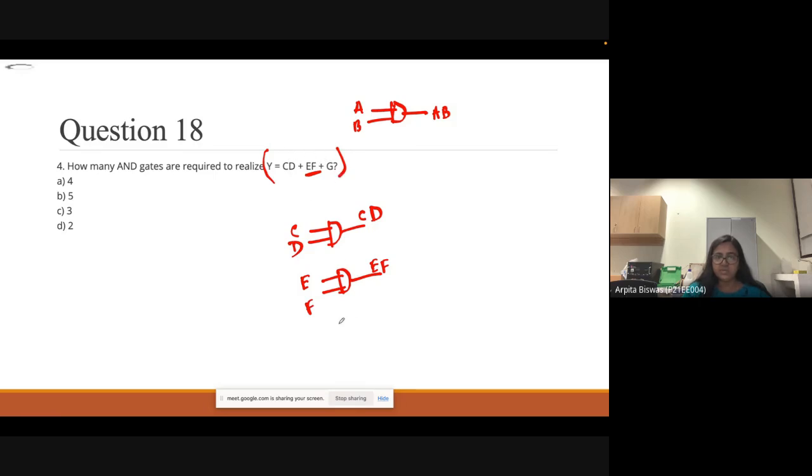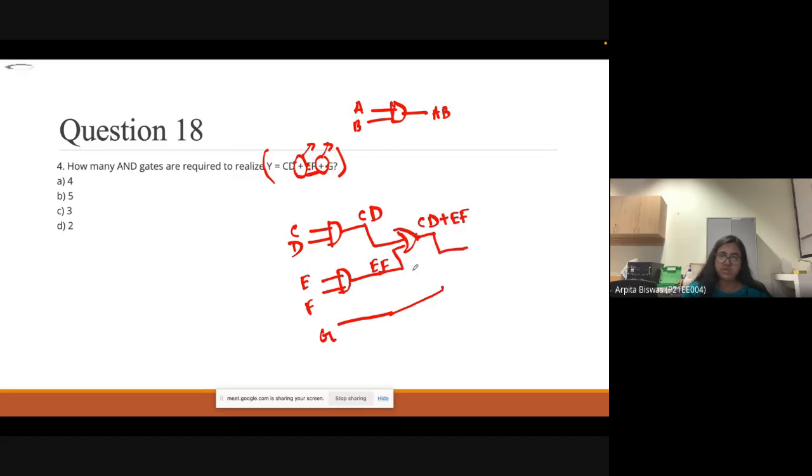And only G is present, and there is an OR gate. Plus means the OR gate. So C into D is OR gated with E into F, and that is OR gated with the G. So the output of EF and CD is OR gated, and it is also OR gated with G, because the output will come as C into D plus E into F.